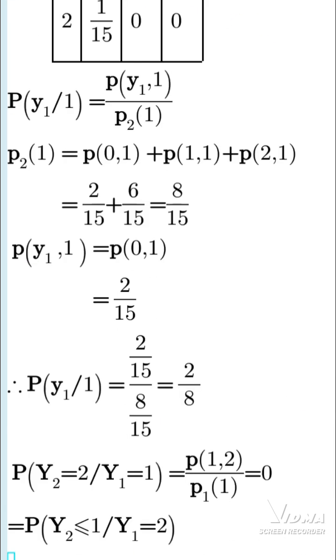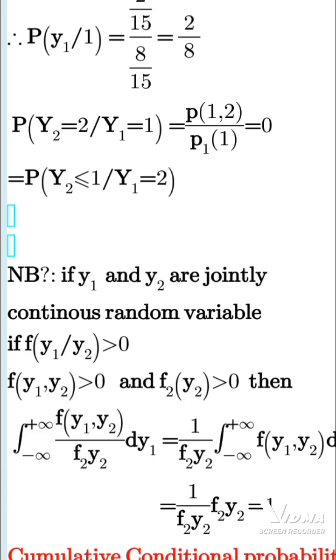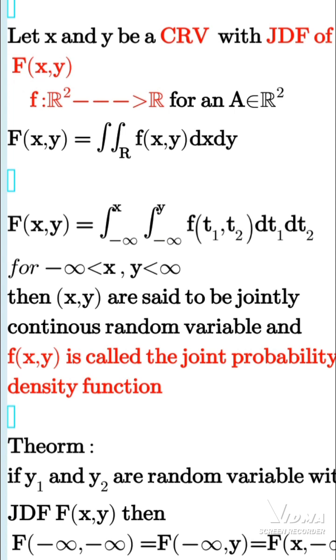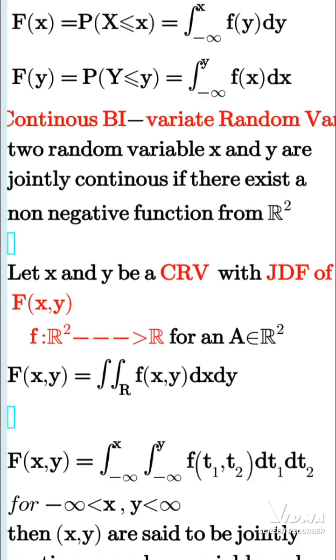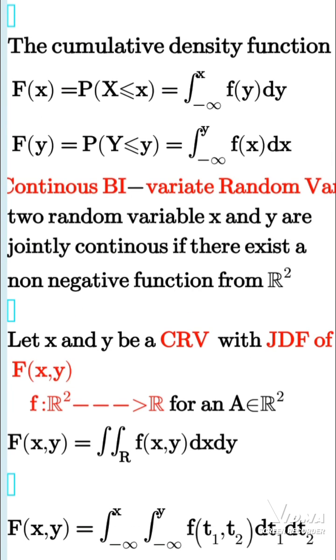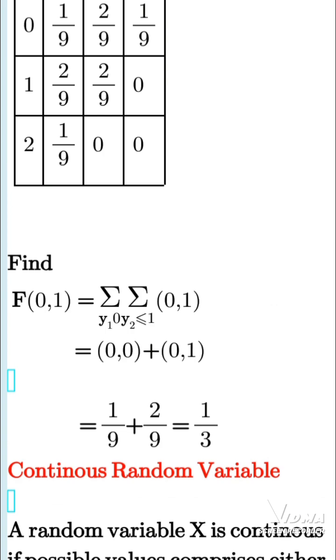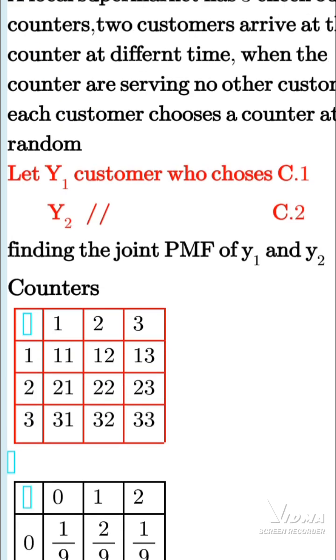So we've done cumulative conditional probability, the definition, the conditional probability, the joint probability function, the cumulative continuous random variable, the joint distribution function, and the likes. So you should know the difference between PDF, PMF, and probability mass function.